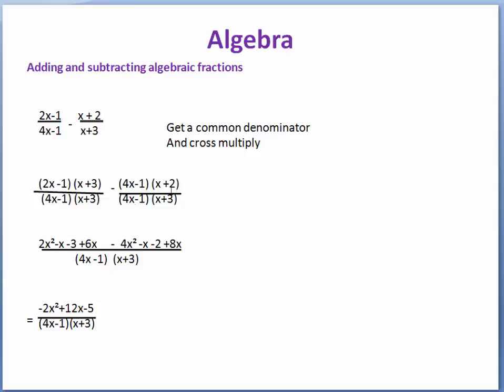Multiply out the brackets. We get here 2x squared minus x minus 3 plus 6x. Multiply out the brackets here. Minus 4x squared minus x minus 2 plus 8x. Don't do anything with the denominator. Leave that as it is, but just write it once because it's common. So just write it once here, and then collect the like terms on the top, and here's the answer: minus x squared plus 12x minus 5 over this denominator, 4x minus 1, x plus 3.